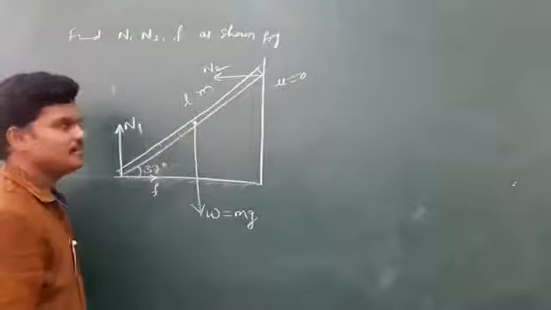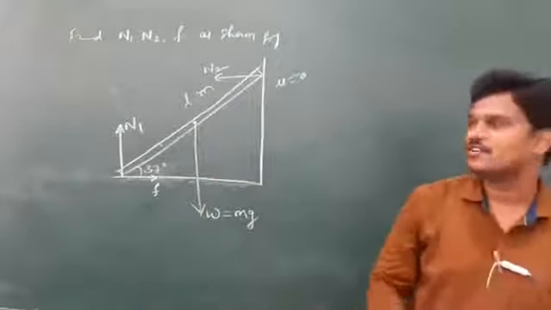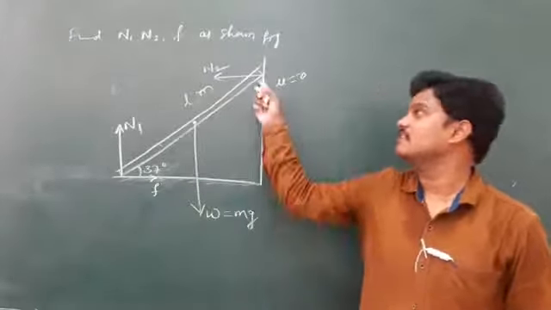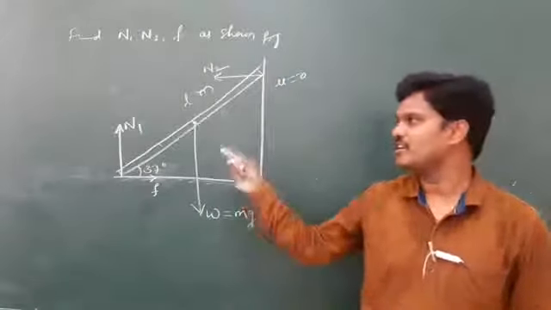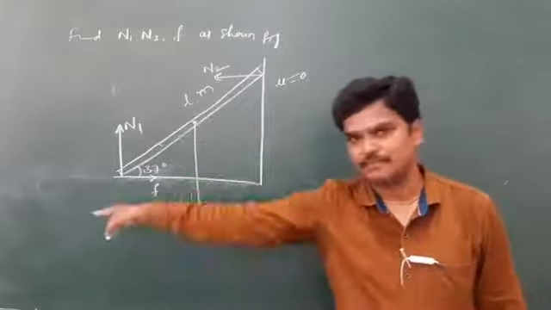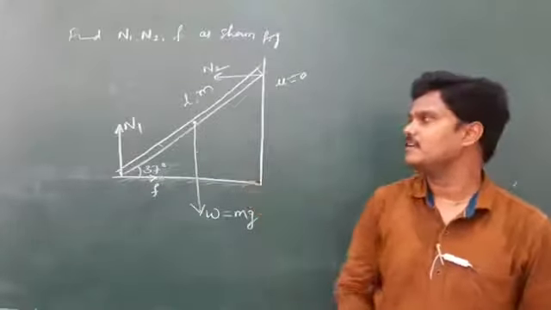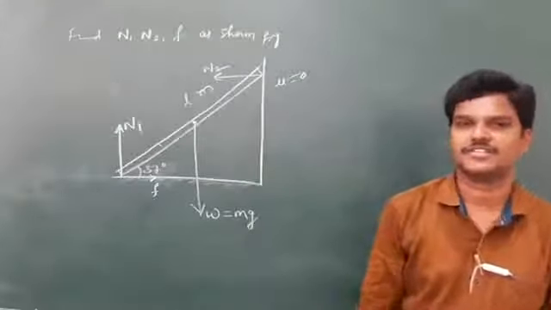Three questions. They gave a ladder of length L and mass M, which rests on some rough horizontal floor, and the other end is placed on a smooth vertical wall. Due to its own weight, the ladder moves back, so the frictional force is on the right side. Here let us see how to get N1, N2 and F. So this is our target.